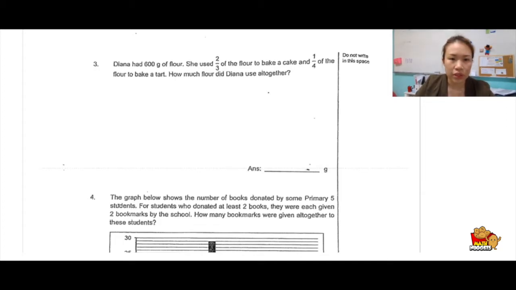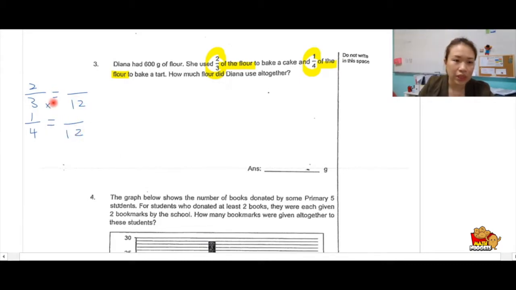Question 3 is a fractions question. We need to first look at the fractions. So this one says 2/3 of the flour, and this one says 1/4 of the flour. The two fractions are referring to the same whole, so we can change them to the same denominator. So 2/3 and 1/4, if I change to the same denominator, will be 12. That's the lowest common multiple of 3 and 4. So out of 12, this is times 4. 8 out of 12. This is times 3. 3 out of 12.